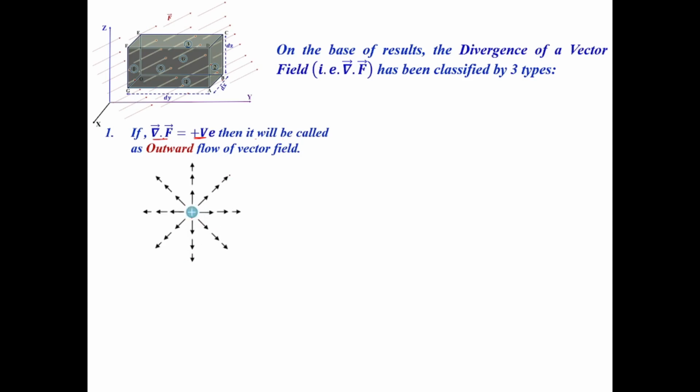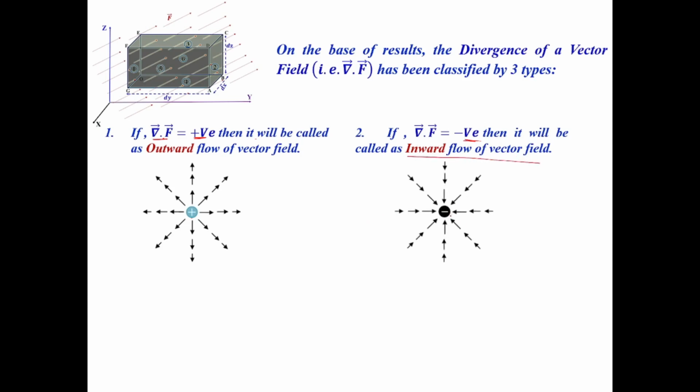From the positive charge, electric lines of force come outward. Now if the divergence is negative, then it is called inward flow of the vector field. The example is a negative charge: the lines of force come towards the charge, or are directed inward. Now we consider the third one. If the divergence of a vector field is zero, then it is called a solenoidal vector field.